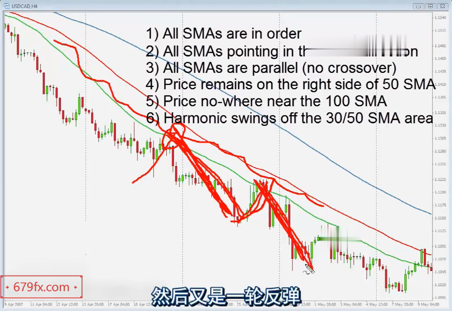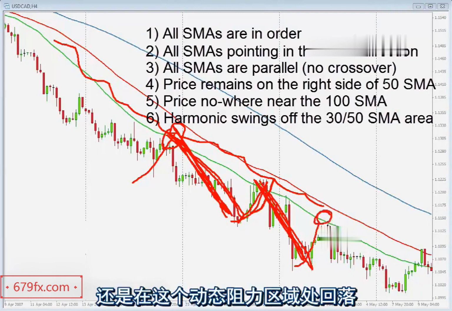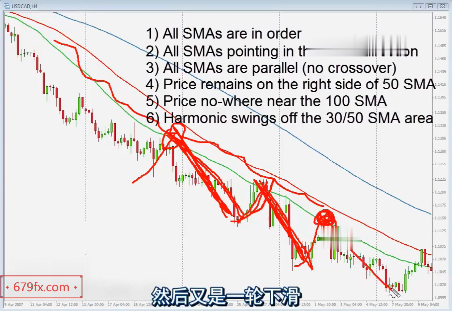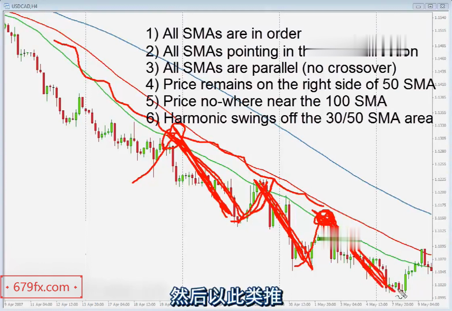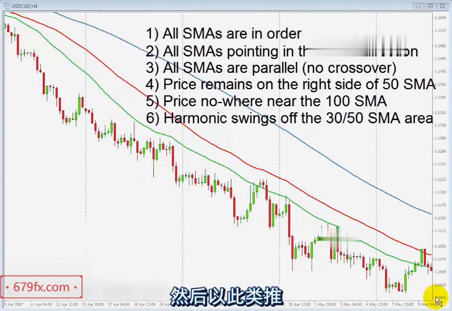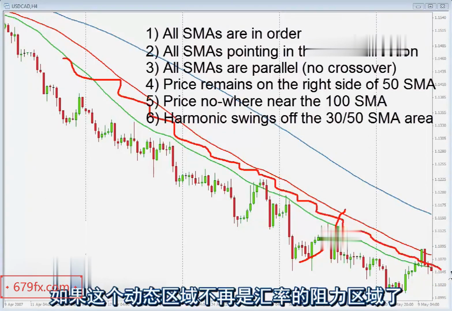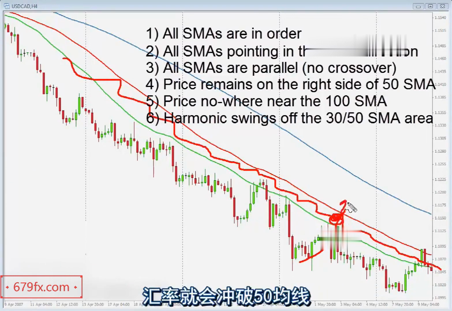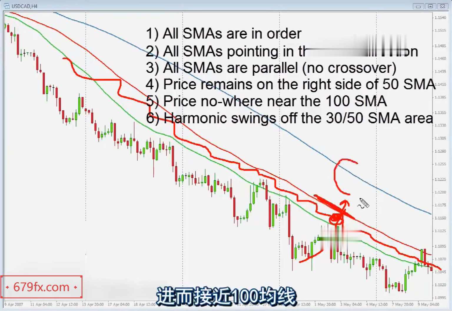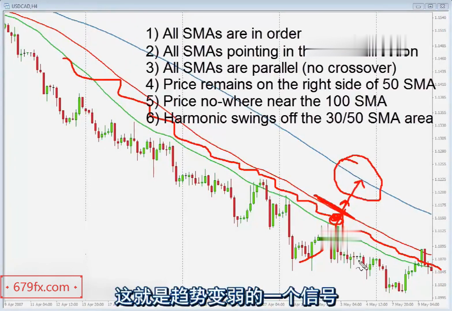the trend. Okay, then another pullback, price reaches the dynamic area of resistance, and bang, another swing in the direction of the trend. Okay, and so on and so forth. Once price in fact breaks above the dynamic area of resistance, once the dynamic area of resistance actually stops working as resistance, price breaches above the 50 simple moving average and gets near the 100, that's an early signal of weakness.